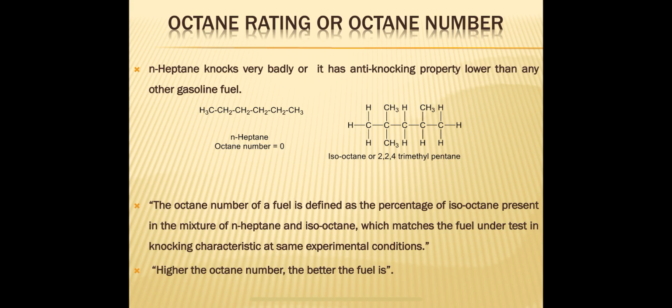Beyond n-heptane and isooctane, we have some fuels which have an octane number less than 0 or higher than 100. For example, 2,2,3-trimethylbutane, that is triptane, has an octane number of 125, while n-nonane has an octane number which is less than 0.